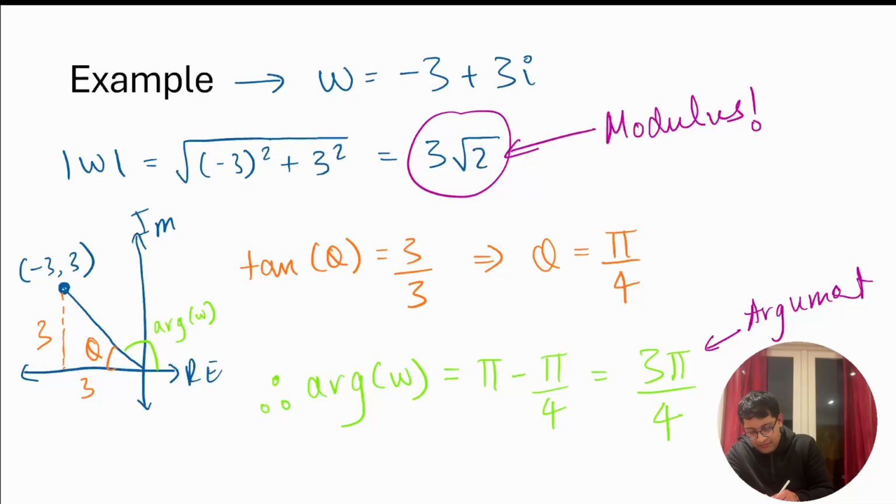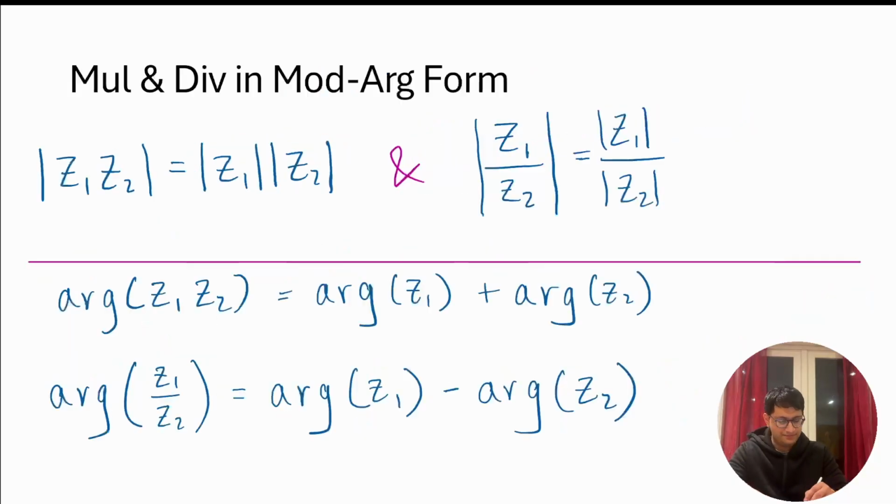as you can see, because minus 3, 3 lies here, I've worked out this theta. But this theta is actually not the argument. In order to work out the argument, I have to do pi minus pi over 4, which is theta, to get 3 pi over 4, which is my argument, marked in green. This is a very common slip up. Don't fall for it.